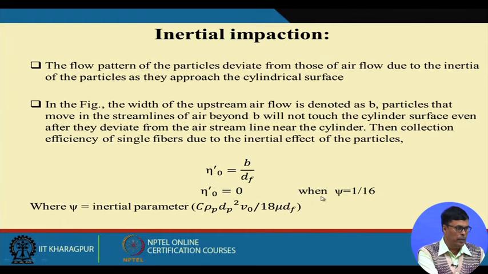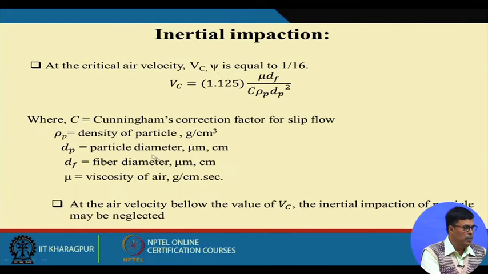Now, here eta will be equal to 0 when psi is equal to 1 by 16. What is psi? It is called the inertial parameter. This is equal to C into rho p dp square V0 over 18 mu into DF. C is the Cunningham correction factor, rho p is the density of the particle, dp is the particle diameter, DF is the fiber diameter, and mu is the viscosity of the air.